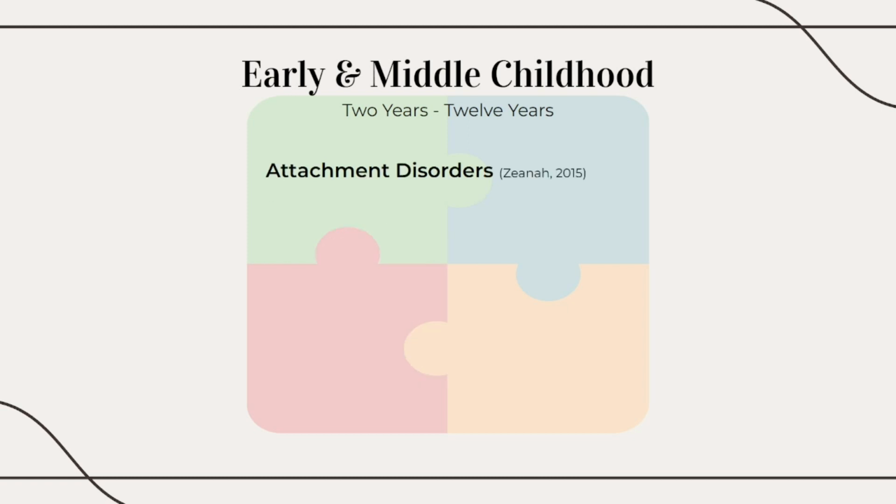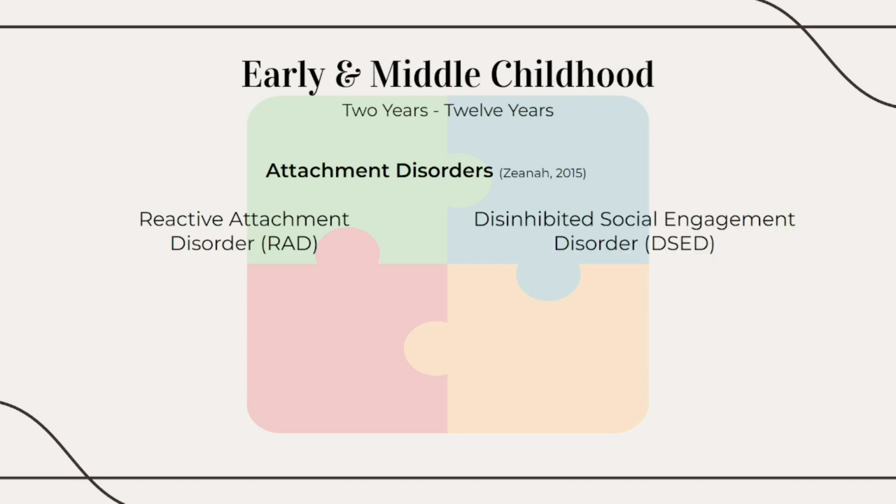Children in early and middle childhood become eligible for the diagnosis of an attachment disorder if their attachment patterns are debilitating enough to meet DSM criteria. Attachment disorders were introduced to the world of clinical psychology via the DSM-4 and currently fall under two diagnoses: reactive attachment disorder, or RAD, and disinhibited social engagement disorder, or DSED.